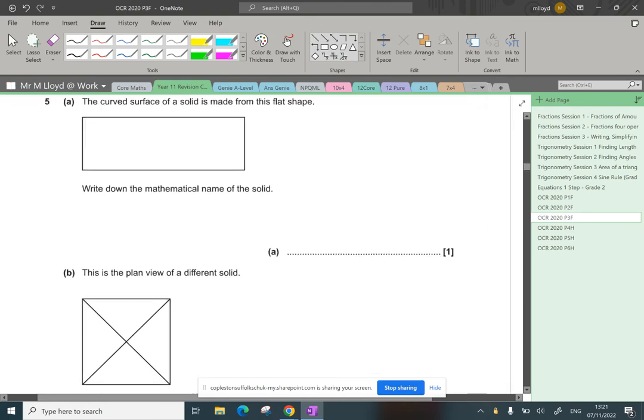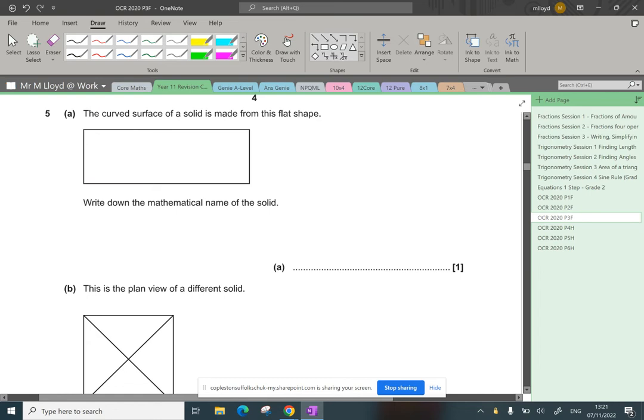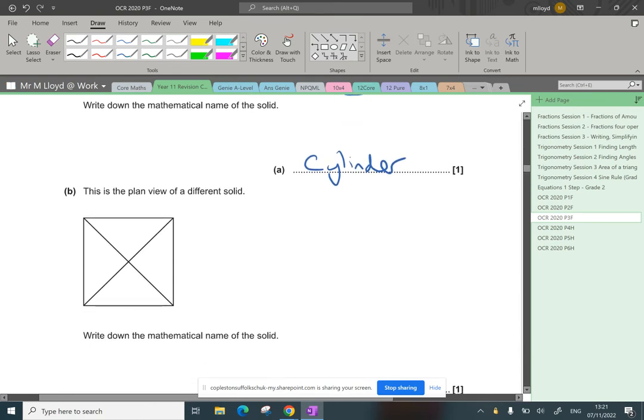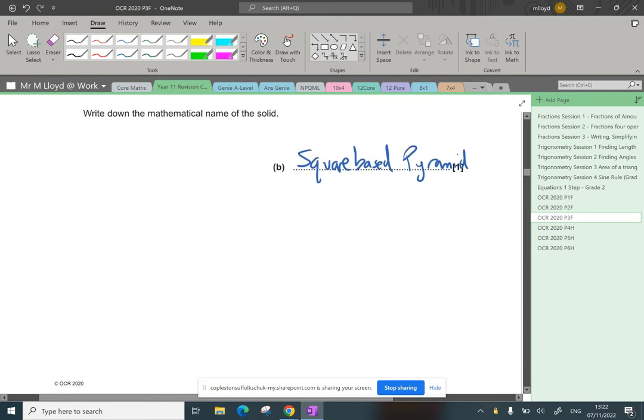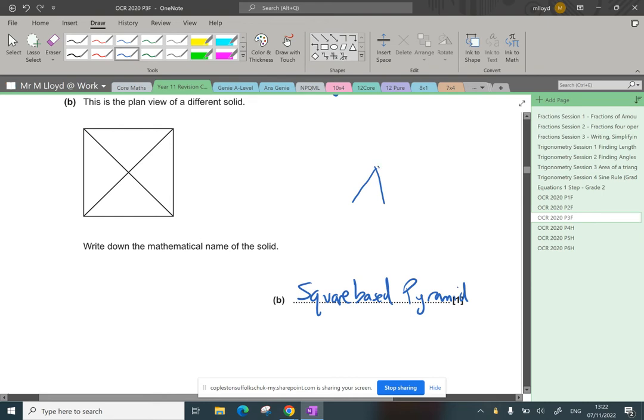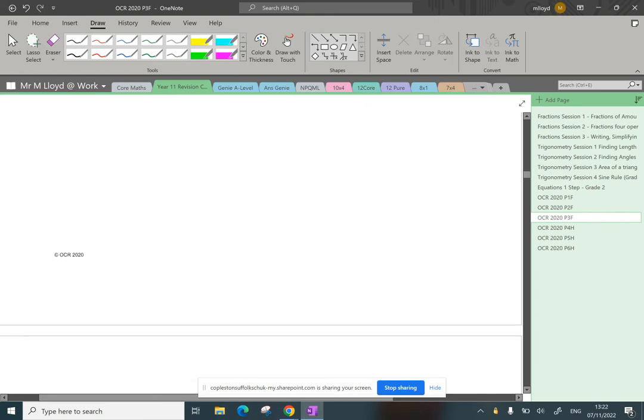Okay, question 5. The curved surface of a solid is made from this flat shape. Write down the mathematical name of this solid. Well, when we add that together, we're going to get one of these. So that'll be a cylinder. This is the plan view of a different solid. Write down the mathematical name of this one. So this is a square-based pyramid. Oh, I've written right over the top of the number. That's fine. Square-based pyramid. So that would look like this, like that. And then its base would be a square underneath. Plan view is, of course, the bird's eye view.